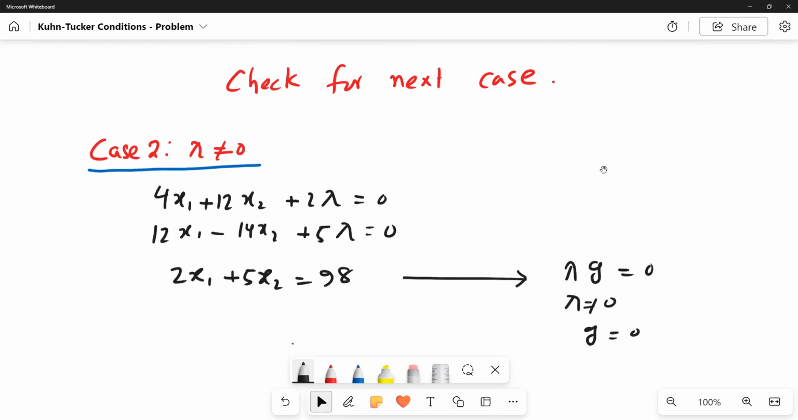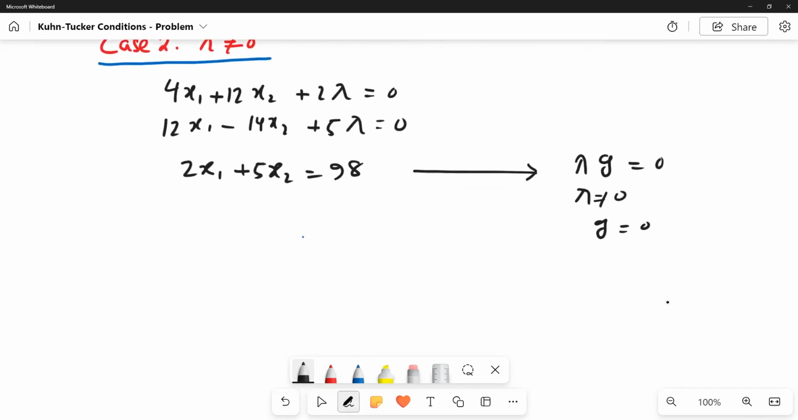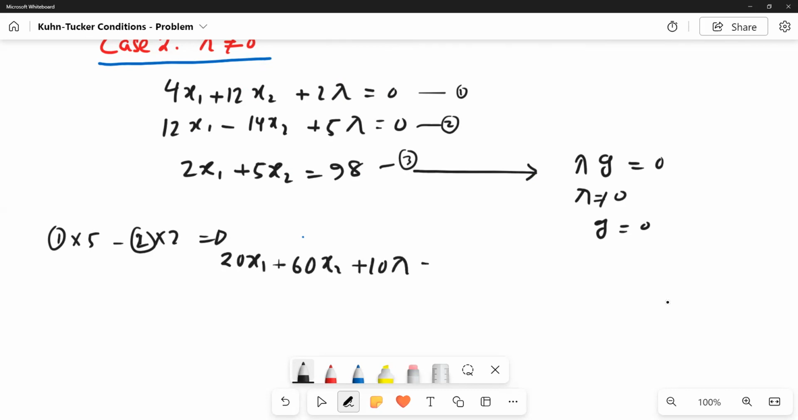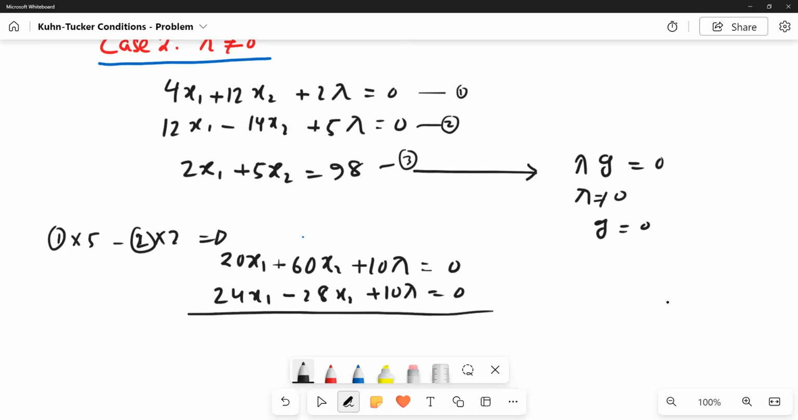So now out of these 3 equations, we find out the critical point. So out of the 3 equations that we call as 1, 2, 3, so 1 times 5 minus 2 times 2. Basically, we are trying to eliminate the lambdas. So that will give us 20x1 plus 60x2 plus 10 lambda equal to 0, and 24x1 minus 28x2 plus 10 lambda equal to 0. So this will give us minus 4x1 plus 88x2 equal to 0.